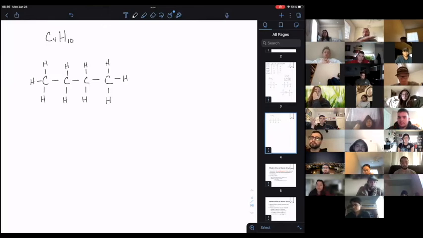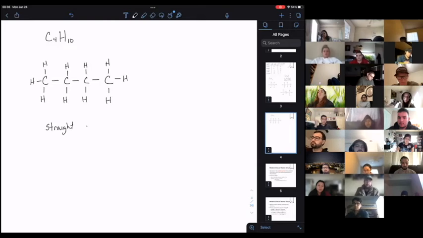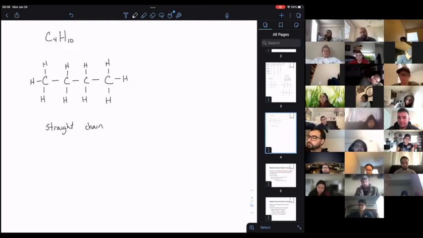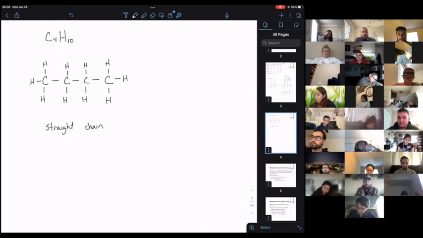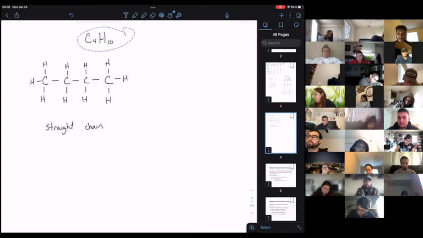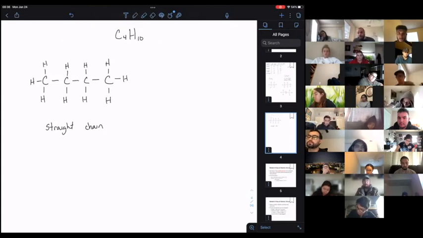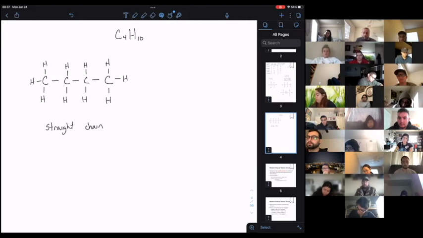Cool. So when all the carbons are in a line like that, we call that the straight chain. But there's a different molecule that I can write that has this exact same formula, but has a different connectivity of those atoms. I want everybody to take a stab at it. See if you can draw me a different molecule than the one we just drew here, that has the same molecular formula, C4H10, but where the connectivity of the atoms is different.